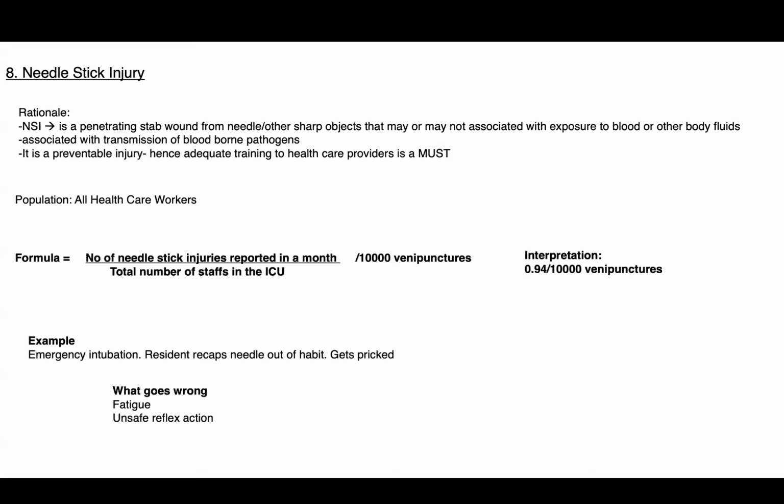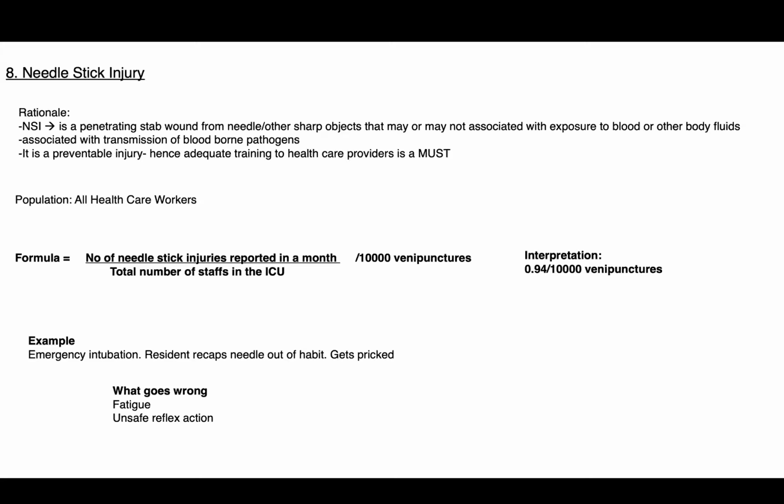Then coming to needle stick injury. It is a penetrating stab wound from needle or other sharp objects that may or may not be associated with exposure to blood or other body fluids. It is associated with transmission of bloodborne pathogens. It is a preventable injury, hence adequate training to healthcare providers is a must. It includes all healthcare workers, and the formula goes by the number of needle stick injuries reported in a month divided by the total number of staffs in the ICU divided by 10,000 venipunctures. The benchmark is 0.94 per 10,000 venipunctures.